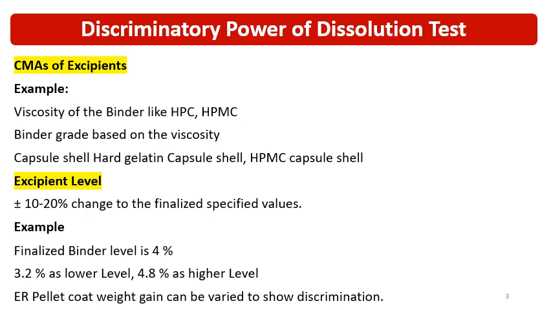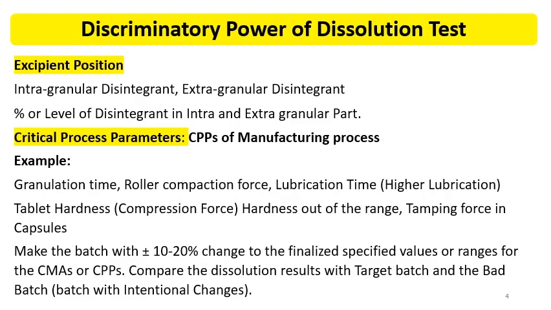ER pellet coat weight gain can be varied to show discrimination. If you are working on a pellet formulation with an extended release coat, you increase the coat by around 20% to the finalized value and then check the dissolution. Then excipient position. Sometimes the excipient position can be varied to understand the impact: intragranular disintegrant and extragranular disintegrant, the percent or level of disintegrant in the intra and extra part.